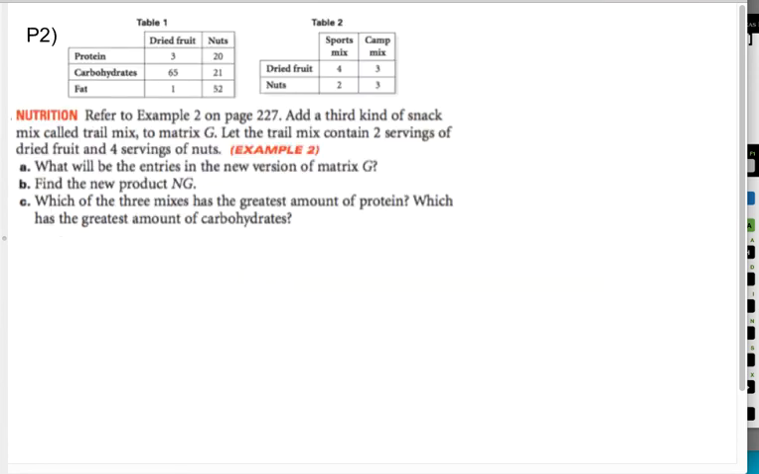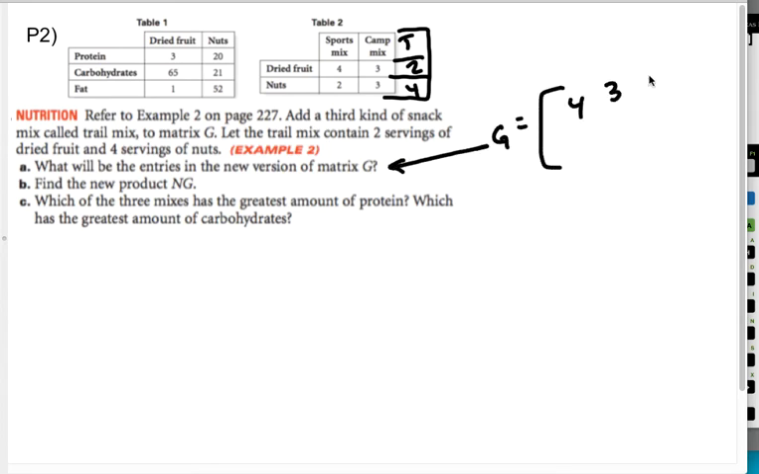So same idea, right? But we're gonna tack on one more mix here. Let's see, trail mix. So we're gonna make an extra thing. We're gonna call this trail mix. I'll just call it T. It has 2 servings of fruit and 4 servings of nuts. Okay, and they ask what are the entries in the new matrix G, right? So my new matrix G is going to be 4, 3, 2, 2, 3, 4, right? And we already saw my N from before was this matrix right here.